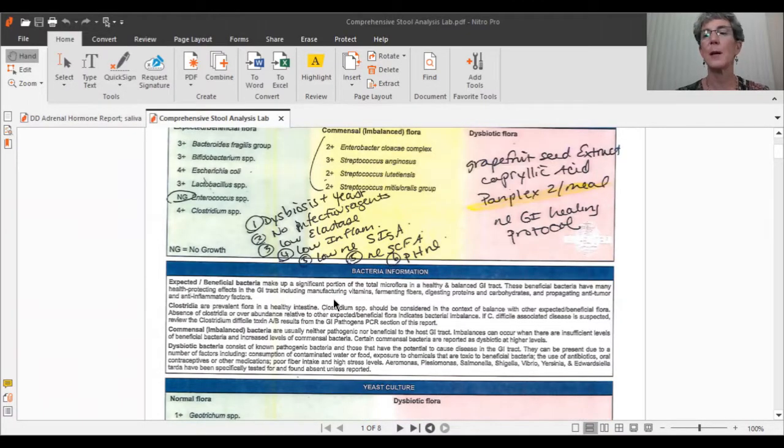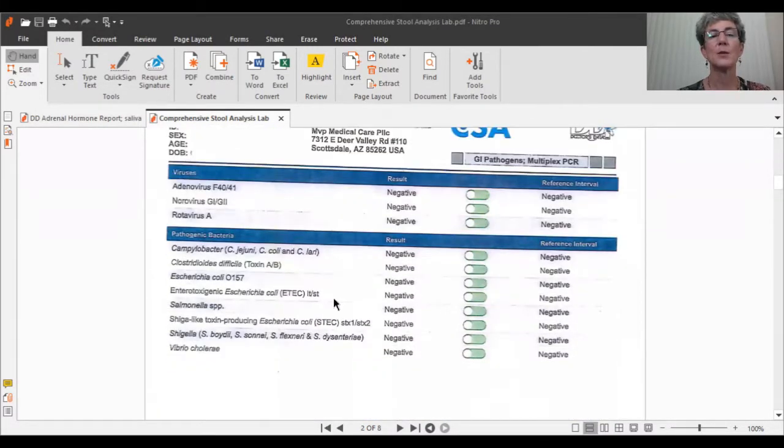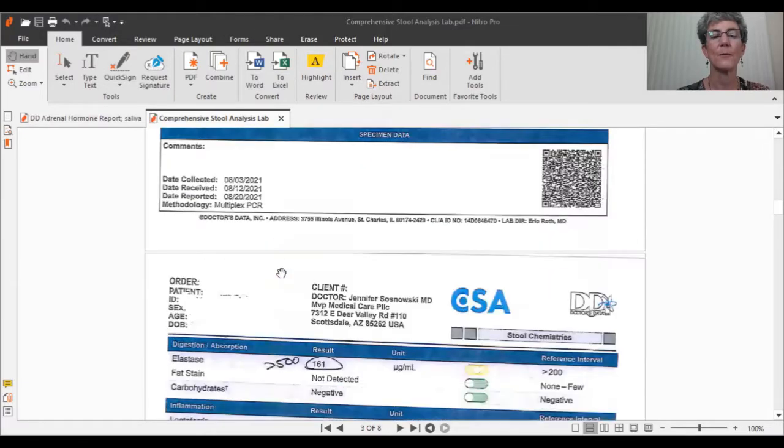So my writing on here is my little summary. We'll kick back to this as we go through the stool sample here. The next page of your test is going to be the diarrheal inducing agents. These are bacteria that typically induce diarrhea, and viruses that do so. In this patient, all the testing was negative. This really wasn't what we were doing the stool culture for, so no surprise there that it was negative.